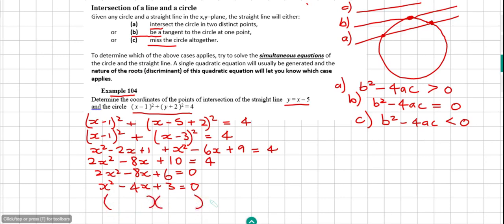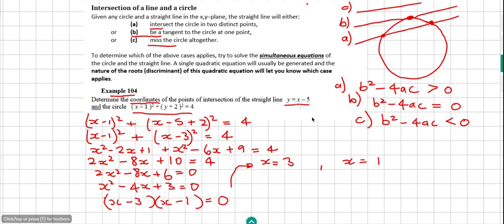And we'll just factorise it at the moment. And so we've got (x, and then we're going to have -3) and (x -1). So the solutions that will give me are that x is equal to 3, and the other solution is that x is equal to 1. But because we're after the coordinates for each one of these values, we need to find the y value as well. So we've got the coordinate, the x and the y.